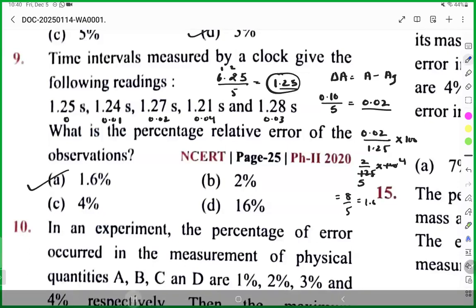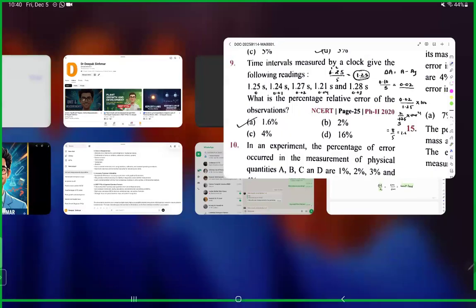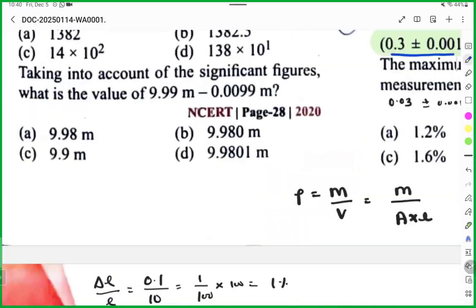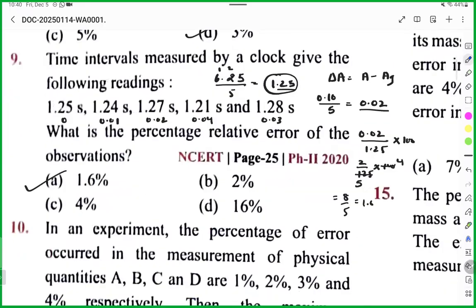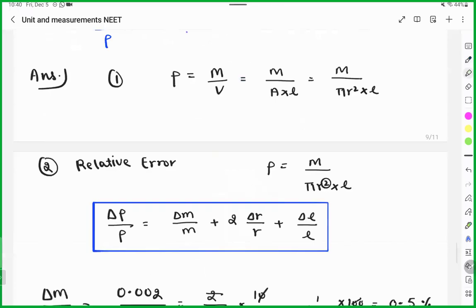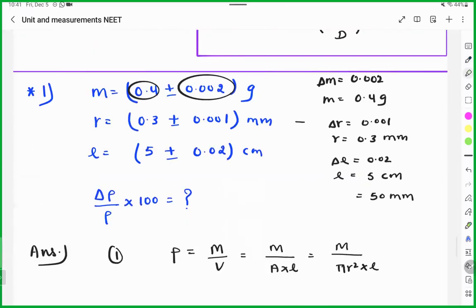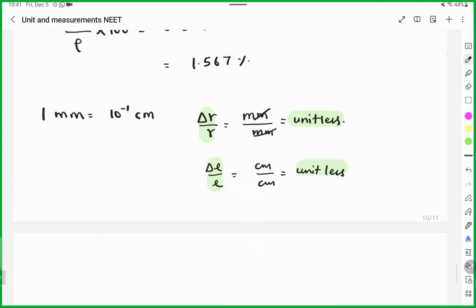So what we did here, what is the question number 9? This is ninth, 8th, 7th and 9th. Okay. So this question was 7th. Now we are doing the 9th question.